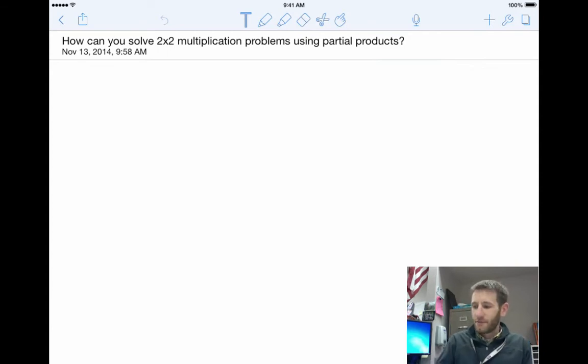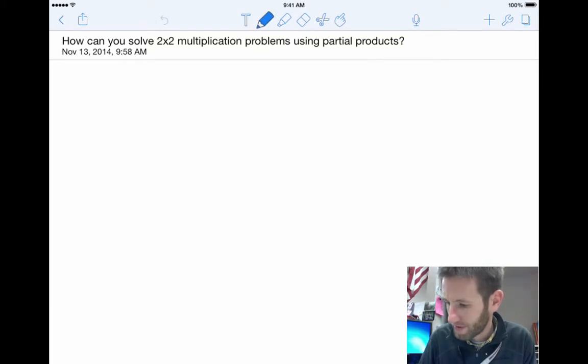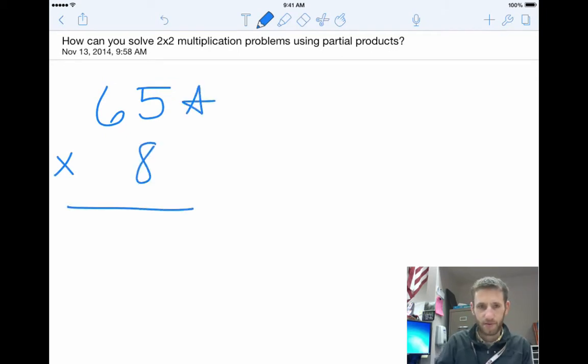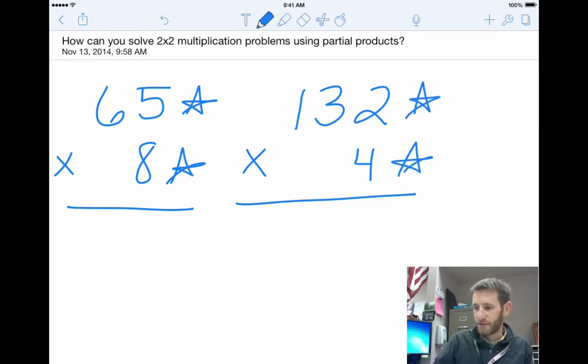Now, in the last few lessons, we learned about 2 by 1 and 3 by 1 problems. So for example, let's say we learned how to solve a problem like 65 multiplied by 8, right? Because you had 2 digits up here and you had 1 digit down here. Other times you learned how to solve a number like 132 multiplied by 4, okay? Because you had 3 digits up here and 1 digit down here.